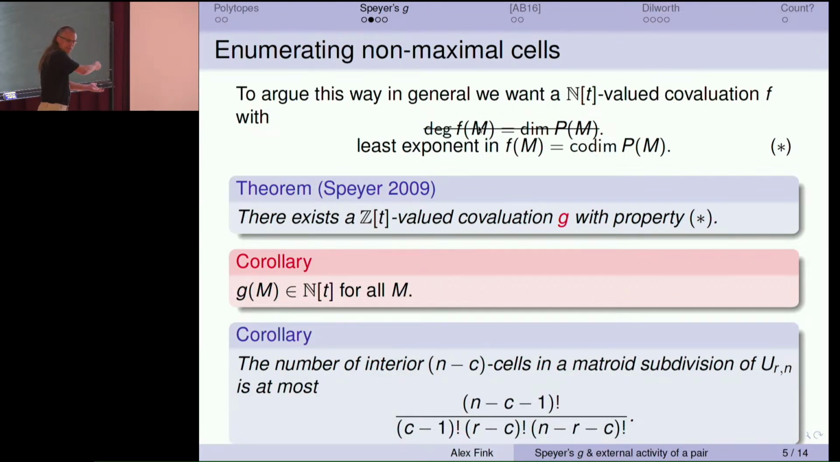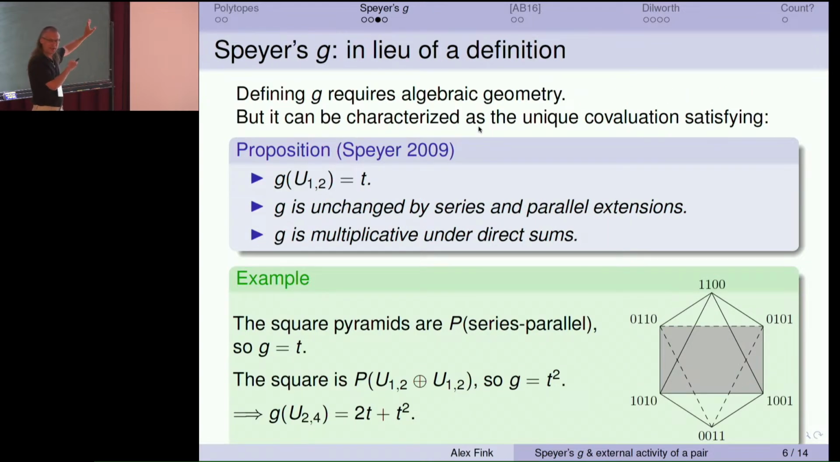If you're interested in the extremal numbers you get out of it, it's this trinomial coefficient. So that trinomial coefficient is the maximal number of interior faces of any matroid subdivision, and it's achieved by the same subdivision of the uniform into series parallel pieces. Okay. So that's the theorem. Now how about the definition? Okay. Well, I lied. Okay, okay, I'll say the definition.